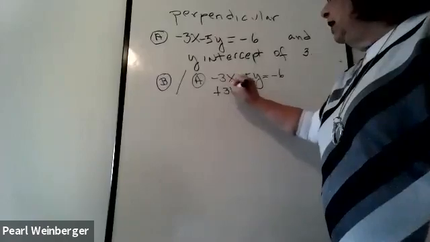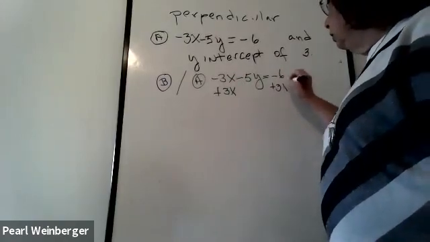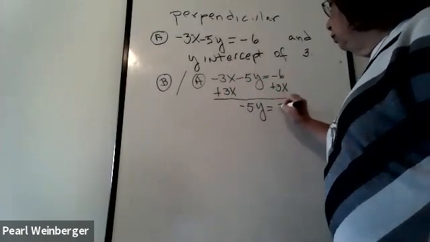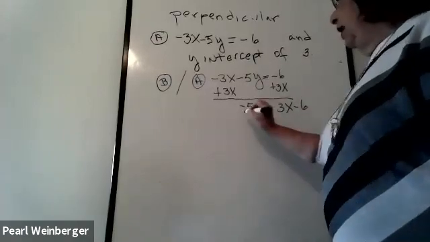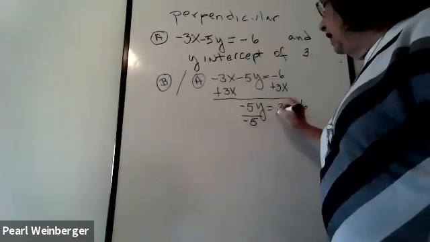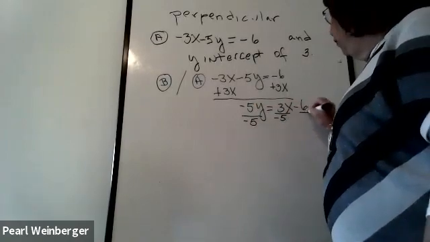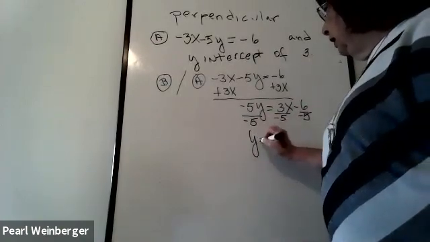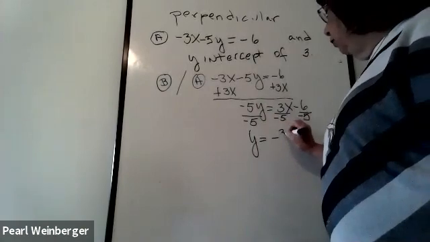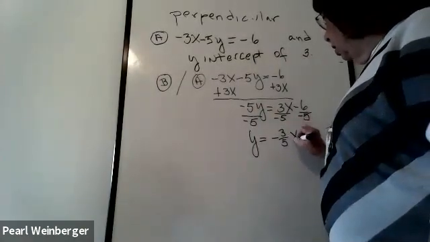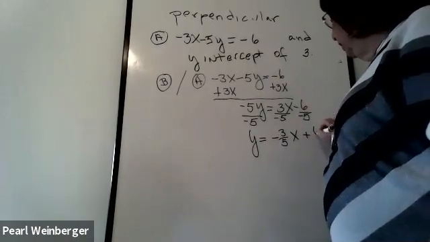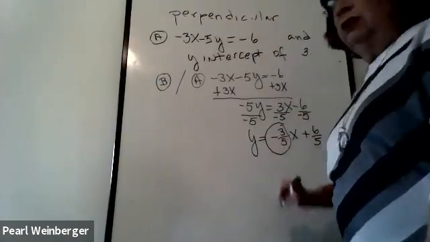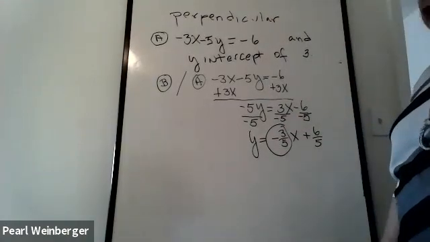So I'm going to add 3x to both sides, which will give me negative 5y equaling 3x minus 6. And then I have to divide everything by negative 5. I have to solve for y. This gives me y equals negative 3/5 x, and negative divided by negative is positive, plus 6 over 5. And the only thing I'm interested in is the number in front of the x, because that is the slope.